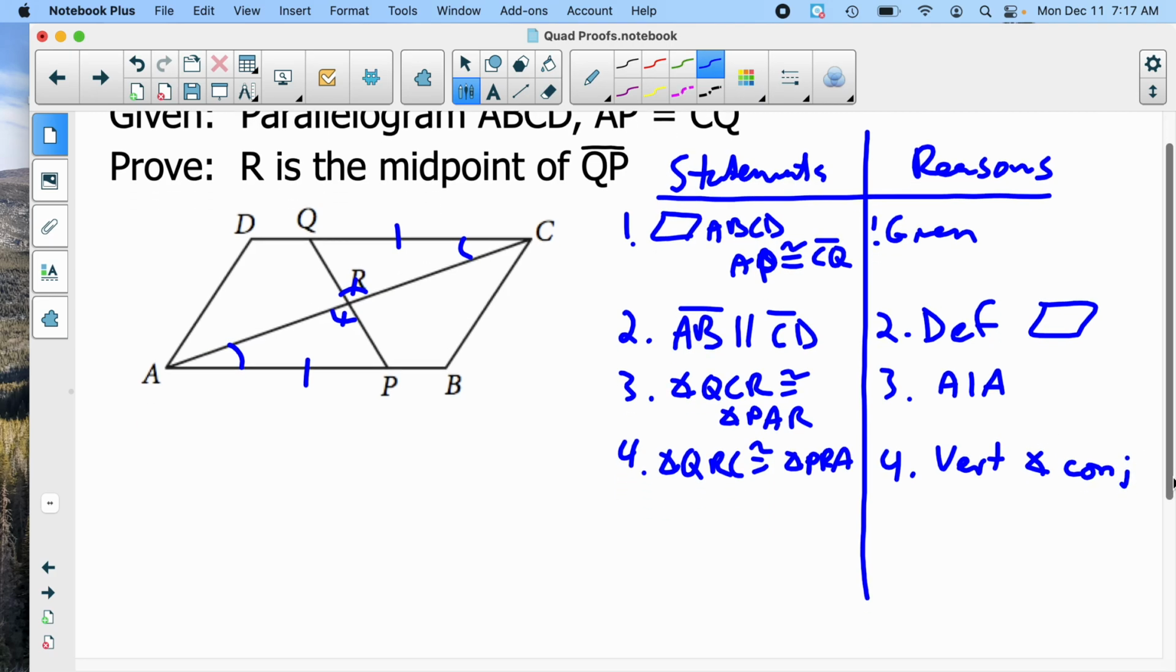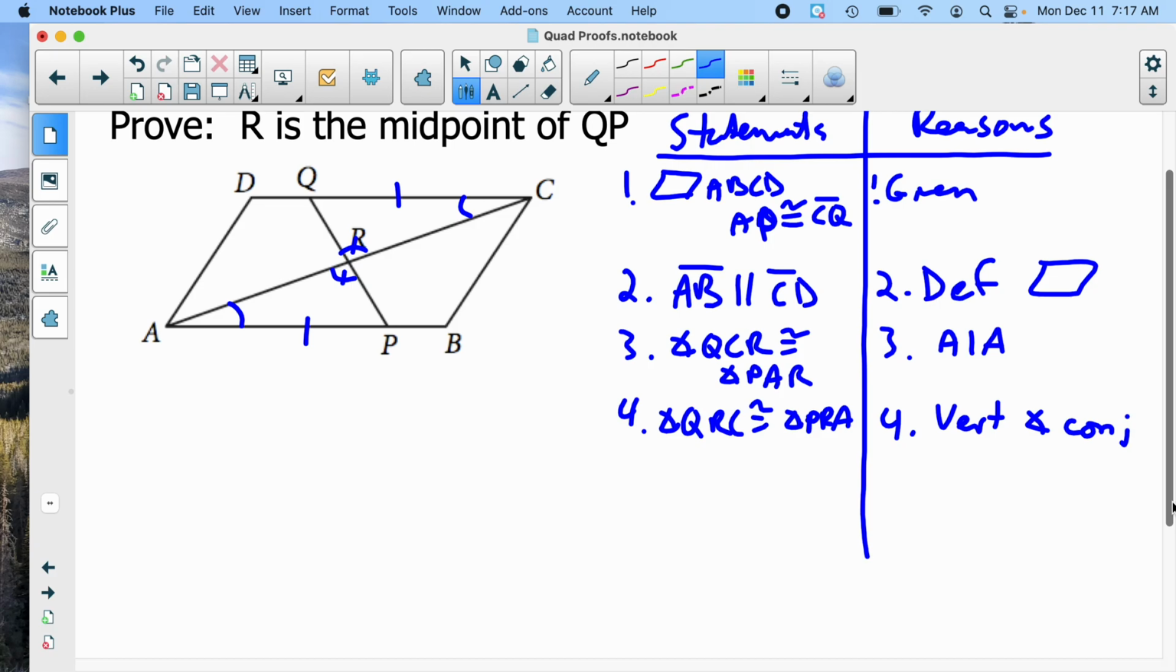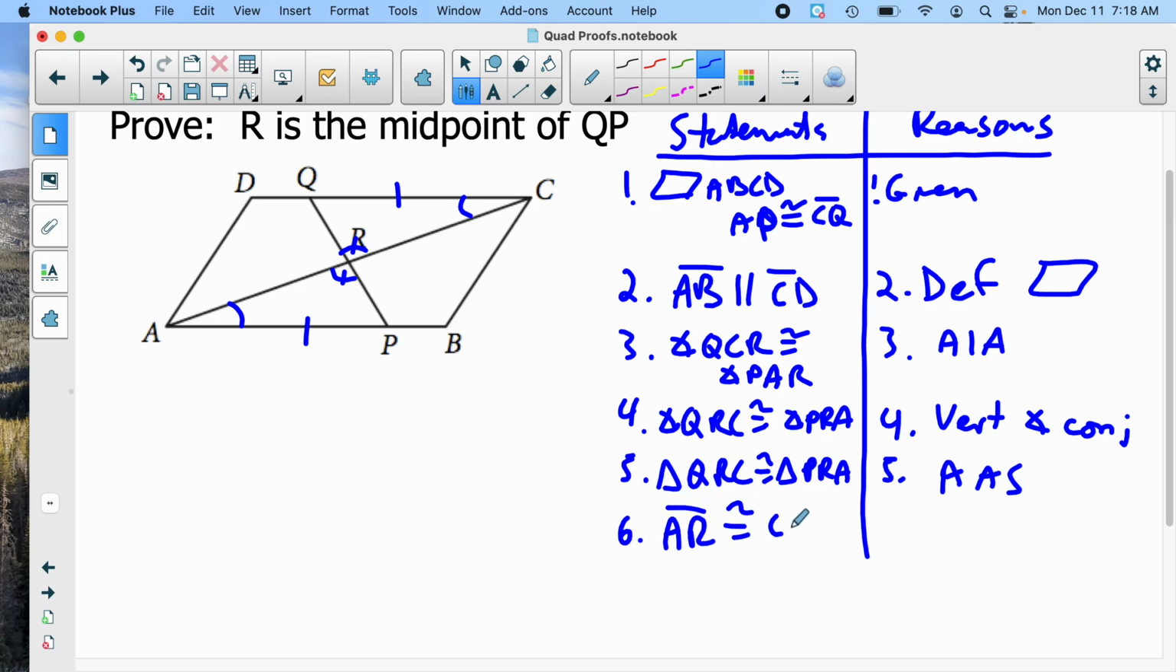And now our triangles are congruent, and then the sides are congruent by CPCTC. Triangle QRC congruent to triangle PRA, and that's going to be true by angle side. So really these proofs are just triangle proofs. The only thing that's really different in this proof is that I told you it's a parallelogram, and then you're going to use a property of the parallelograms to then complete your proof. R is the midpoint of QP.